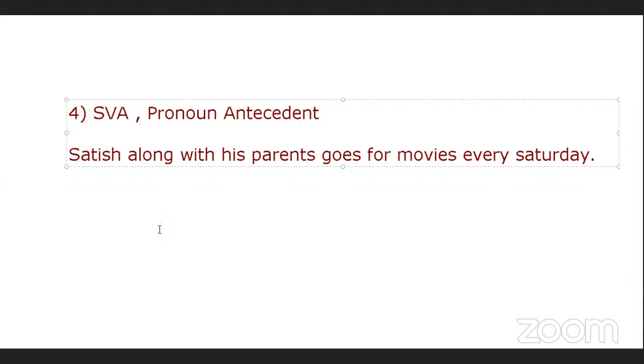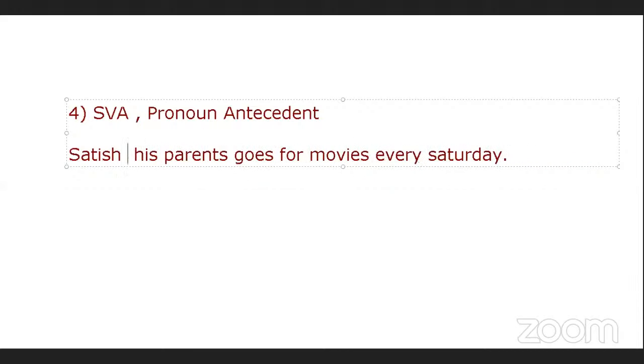If I change the sentence and if I say Satish and his parents, then what will happen? In that case, I'm giving equal importance to both the subjects. So in that case, Satish and his parents, it's a plural thing. It's like saying they. You can just replace it with the word they. They go for movies every Saturday. So if it's an and, then I'll put this.